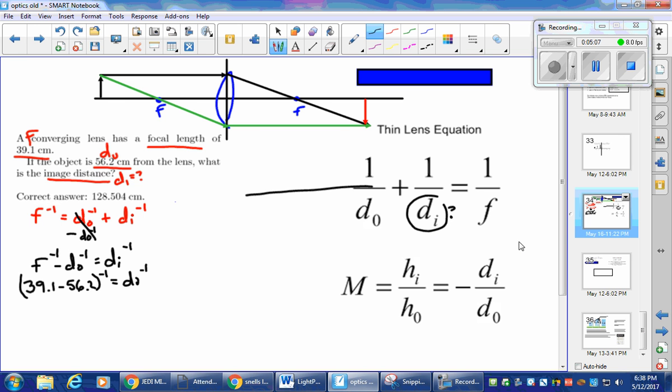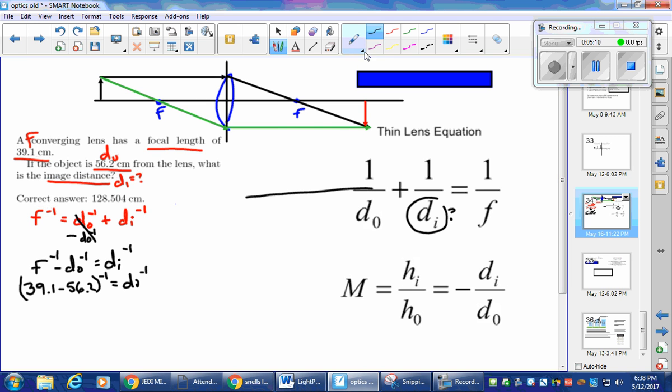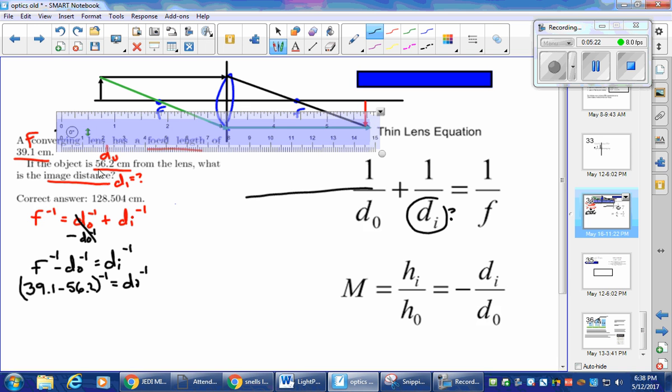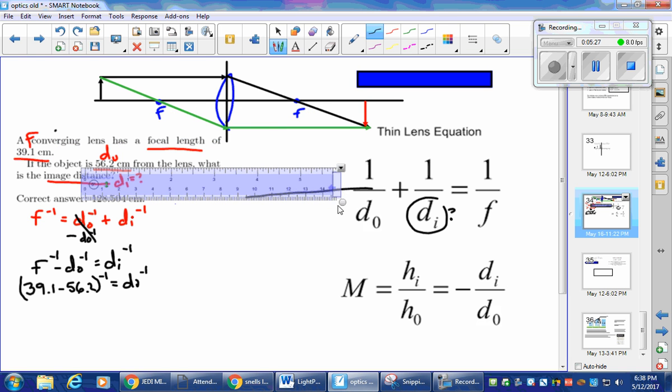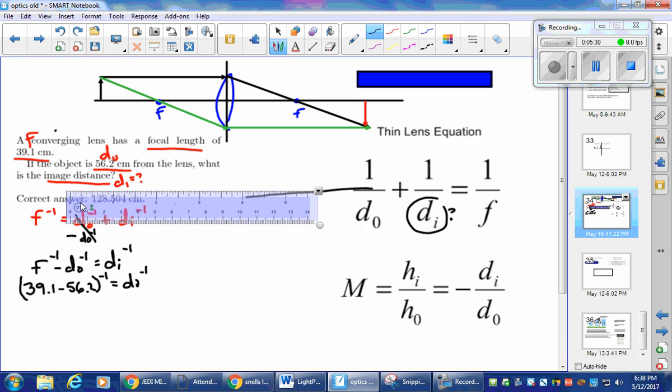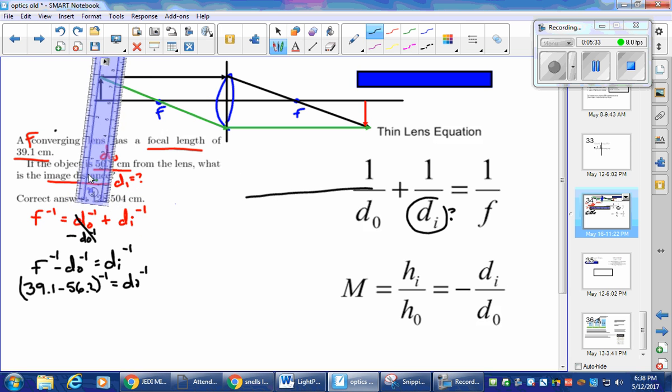What was the height of my object originally? I wasn't given one in this one, so let's go ahead and measure it. Let's say the height of my object was, we got a ruler here. Now, I can actually rotate this guy. There we go. So from 7 to 8.5, that's 1.5 centimeters, right? That's 1.5 centimeters.